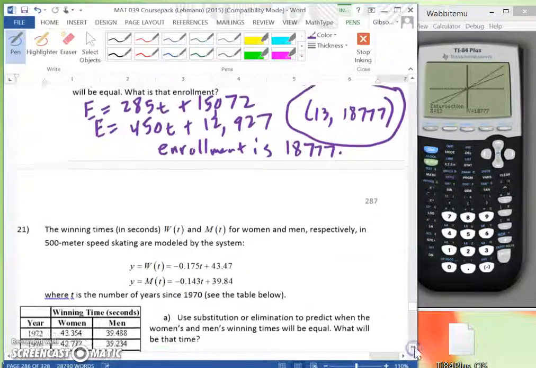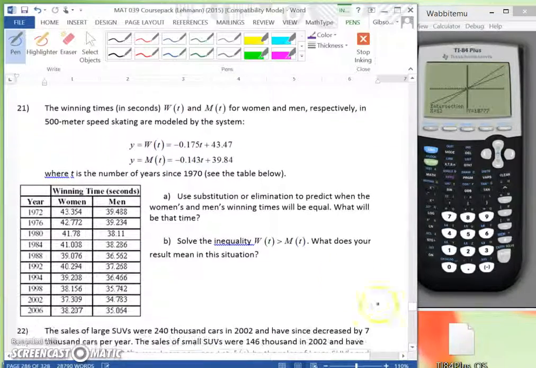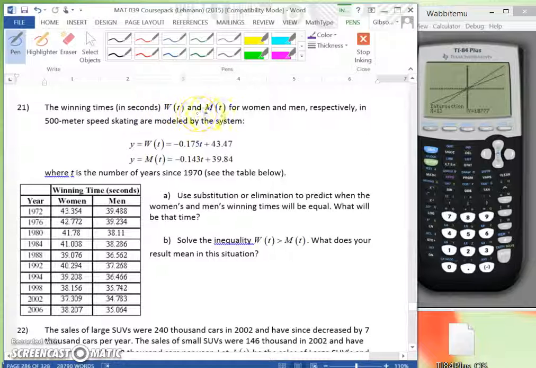Now we go down here to problem 21. It says the winning times in seconds, W of T and M of T, for women and men respectively, in 500 meter speed skating are modeled by the system. Now they give us a system here, W of T, M of T, and as you see here, that actually means Y, where T is the number of years since 1970. Now, it says here, use substitution or elimination to predict when the women and men's winning times will be equal. What will be that time?